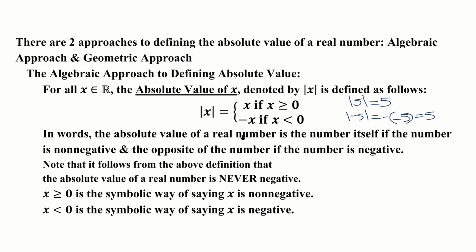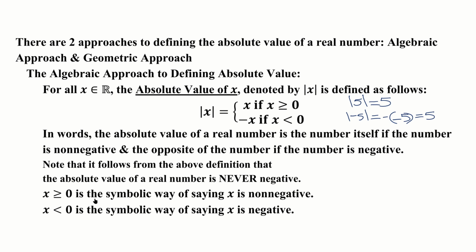In words, the absolute value of a real number is the number itself if the number is non-negative. The way you read this, x is greater than or equal to 0, is you say x is non-negative. So that means it's either greater than 0 or equal to 0. So instead of saying that, you can just say it is non-negative. And the opposite of the number if the number is negative. Note that it follows from the above definition that the absolute value of a number is never negative.